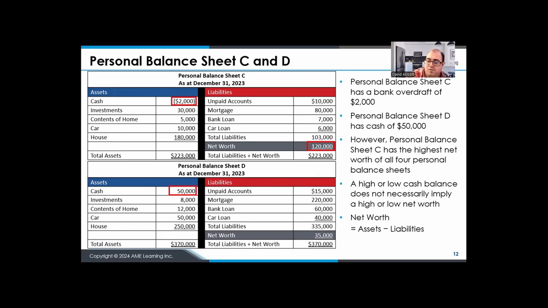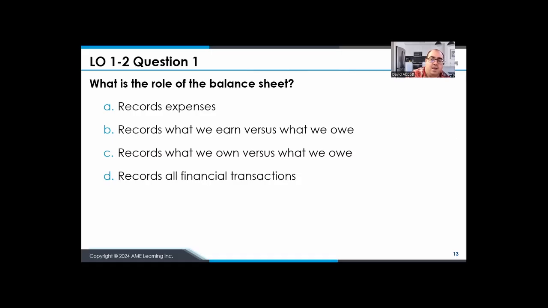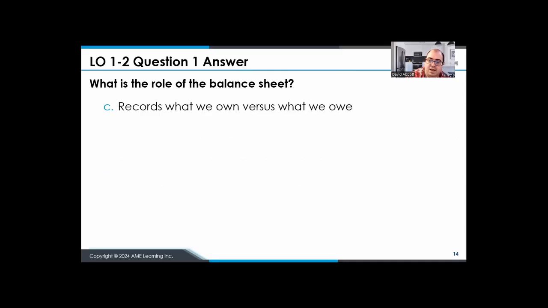Remember that the net worth, as we said, is the assets minus liabilities. And when we start talking about business, we'll say that net worth is our equity. All right. So what is the role of the balance sheet? Does it record expenses? Does it record what we earn versus what we owe? Does it record what we own versus what we owe? Or does it record all of the financial transactions? And it is C, that it records what we own compared to what we owe.